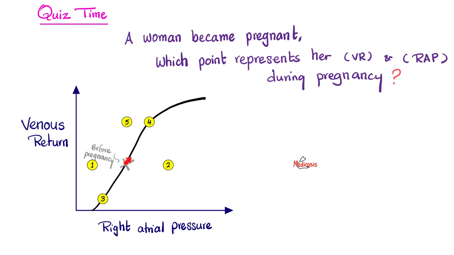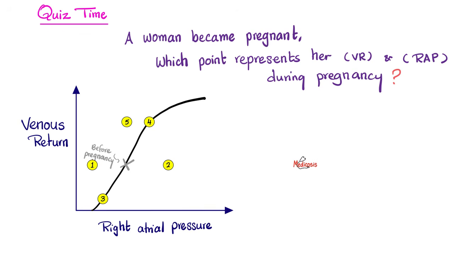Here is the baseline. The original point is here. If I go to point 1, it means that the right atrial pressure goes down, but there is no change in the venous return on the y-axis. How about point 2? It means that the right atrial pressure went up and there is no change in the venous return. Point 3 is decrease in both right atrial pressure and venous return.